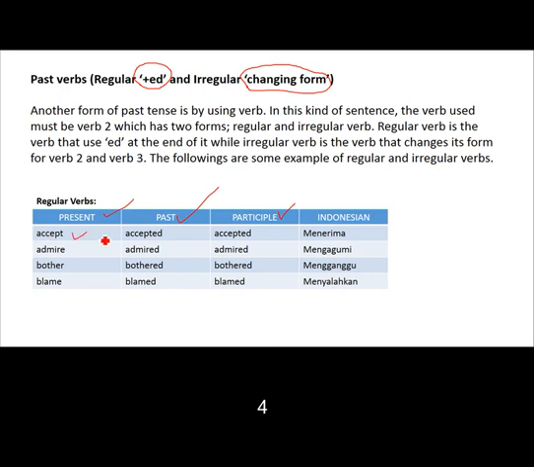Accept, accepted, we add ed in here. Then for the participle, also accepted. Admire, admired, admired, the same. Past and participle, they're the same. Bother, bothered, bothered. Blame, blamed, and blamed.